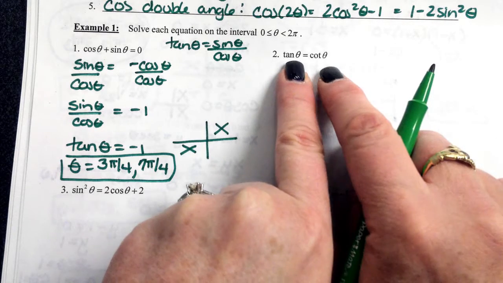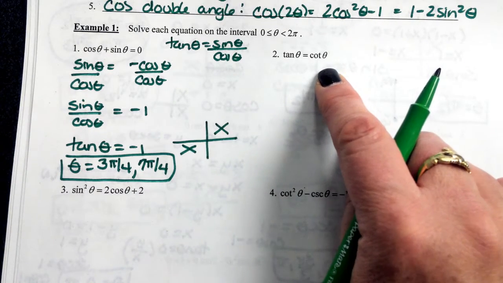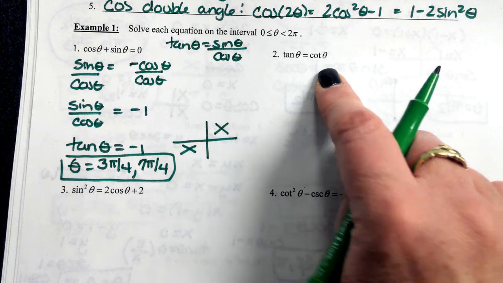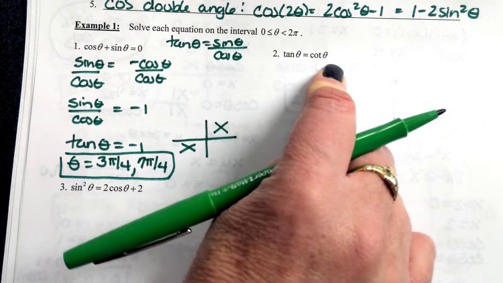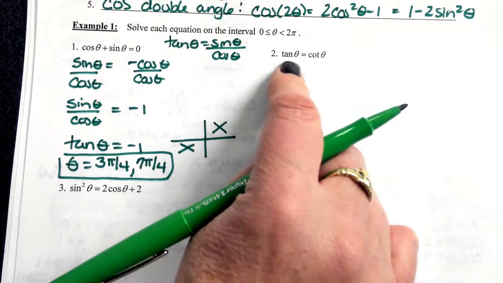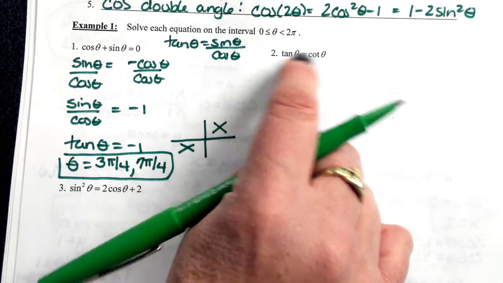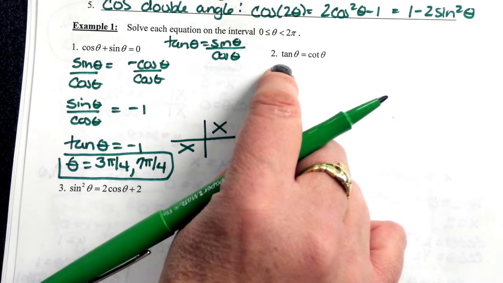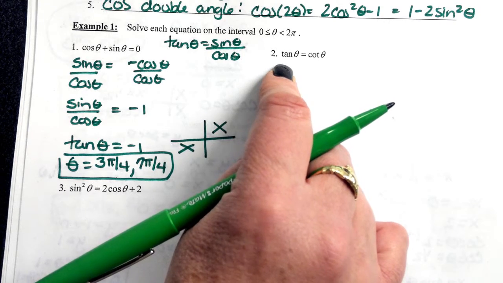You have tangent is equal to cotangent. Even if I set this equal to 0 and move the cotangent to the other side, would GCF factoring help me? No. So now look at the relationship between tangent and cotangent. What is the relationship between tangent and cotangent? What are they of one another? They are what? Reciprocal. So guess what identity we're going to use? We're going to use our reciprocal identities.